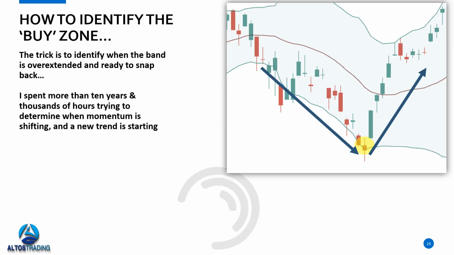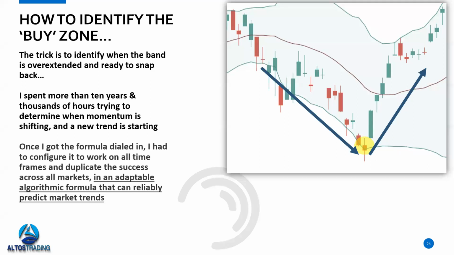So what I've done is I've spent over a decade, because I used to do this manually, right? I used to just do this with some degree of guesswork, some intuition to determine these buying opportunities. And then I realized, I really need more of an objective algorithm or formula to help me identify these. So I went to work, spent over a decade, thousands of hours trying to determine when momentum is shifting and a new trend is beginning. And it wasn't easy. It took a long time, a lot of testing.